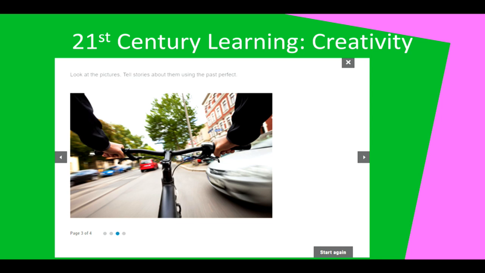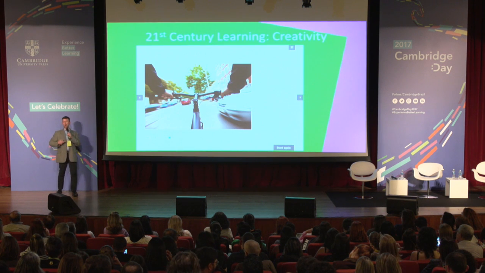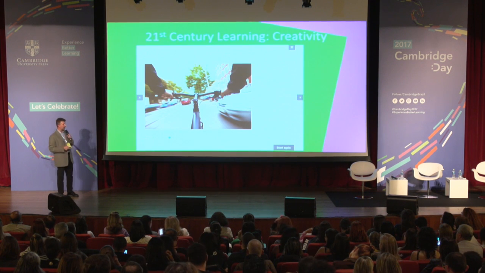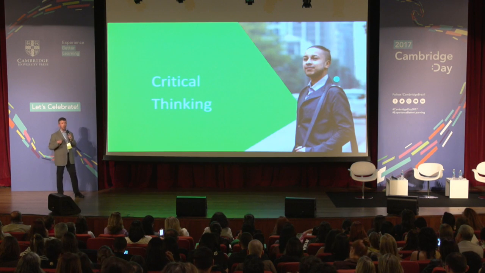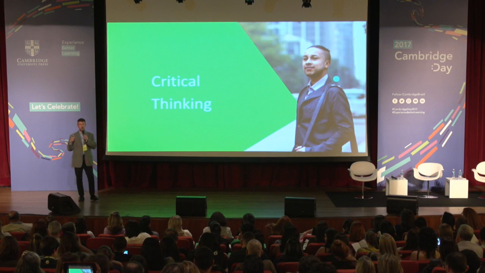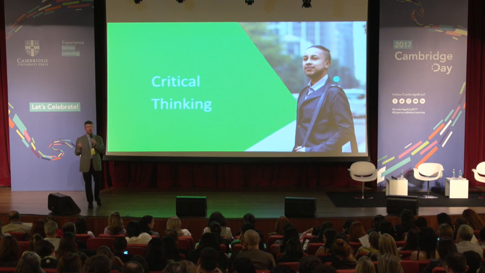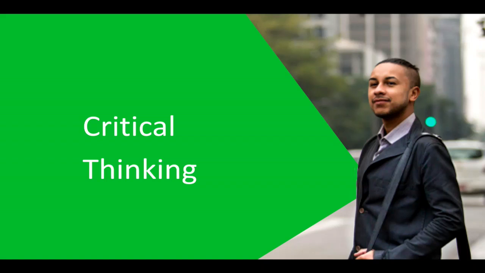So here's another picture. What's happening here? Uh-oh. An accident, right? An accident is going to happen. I would not want to be the person on the bicycle in 10 seconds, right? So students would tell a story about what happened here in the past. How did the accident happen? So that's a digital example of how you can practice creativity. Give students images and let them create stories from the images. Okay, the third C is critical thinking.